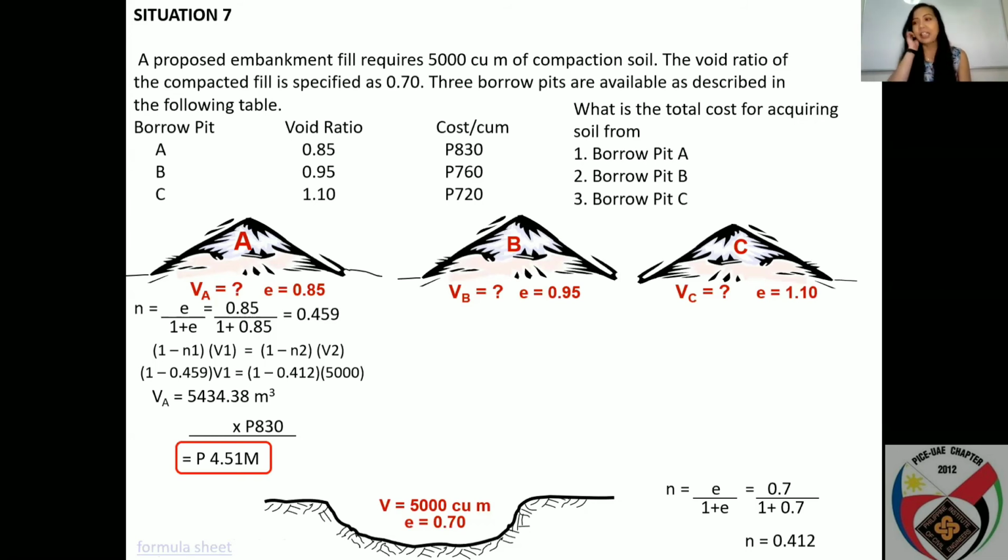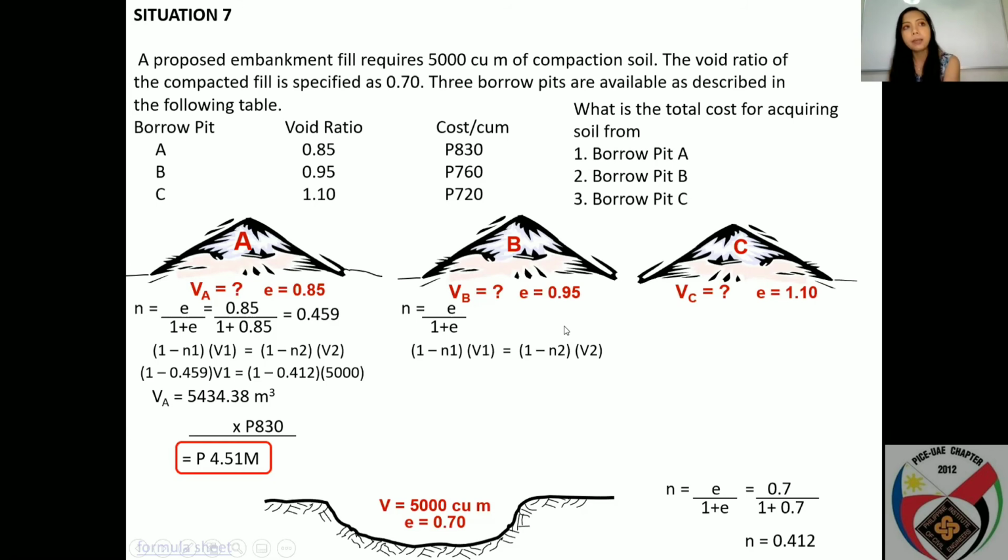Okay? Yung same process na yon, uulitin lang natin sa borrow pits B and C. Tingnan natin. Same formula that I will use, 1 minus porosity 1 times volume 1 is equal to 1 minus porosity 2 times volume 2. Solve ko muna yung porosity ng borrow pit B. Okay? So, compute ko ulit yung porosity ng borrow pit B. Same formula ang gagamitin ko.